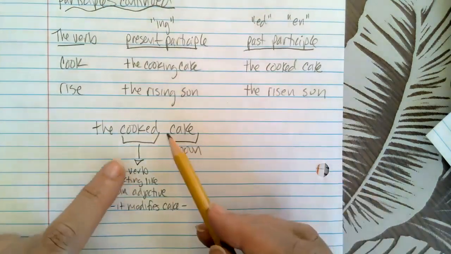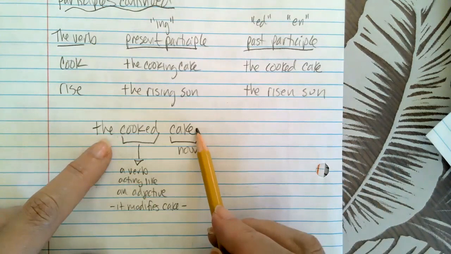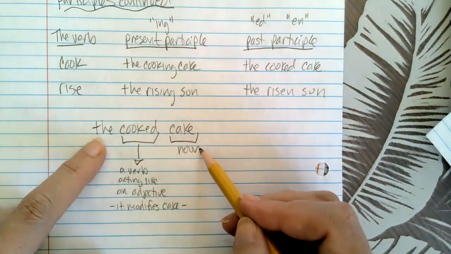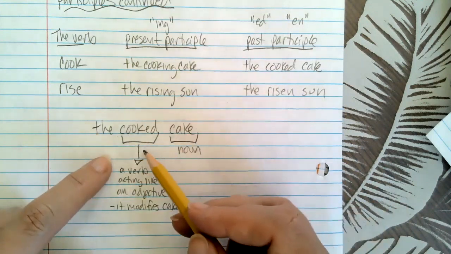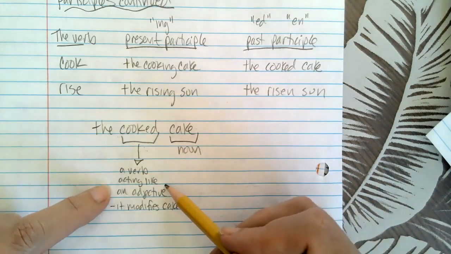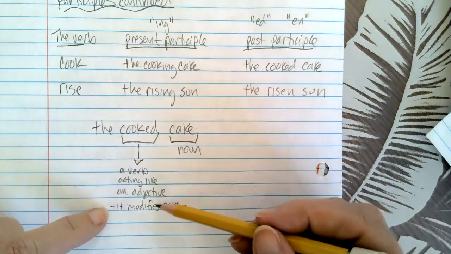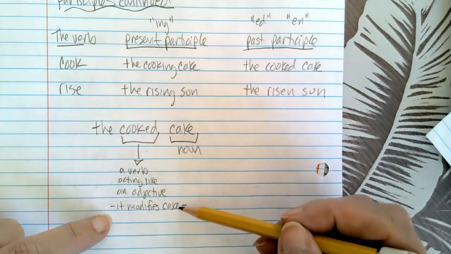So if we take the cooked cake, for example, let's write the cooked cake. The cake is our noun. And cooked, this is a verb acting like an adjective, and adjectives modify nouns. So it's modifying cake.